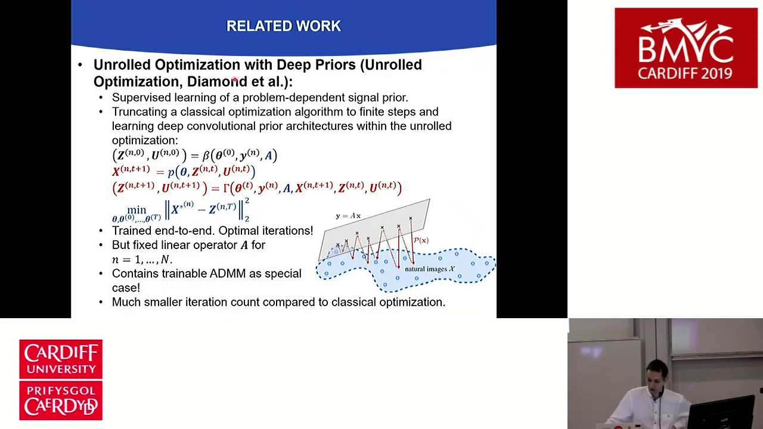In contrast to that, unrolled optimization performs end-to-end training. As you can see now, all the updates are red, so they are trained together, as you can see in the equation as well. This is a supervised setup, so you are trying to get an optimal result by the final iteration. The downside is that they are using just a single linear operator A, which is fixed for all the different images, while in OneNet it's different for every single image. Nevertheless, the good side is that by performing this joint training, a much smaller iteration count should be sufficient in contrast to the original procedure.